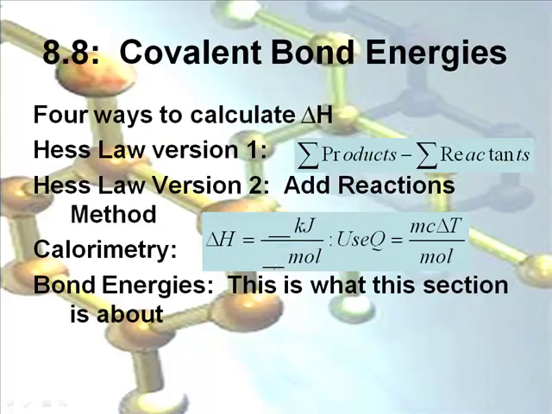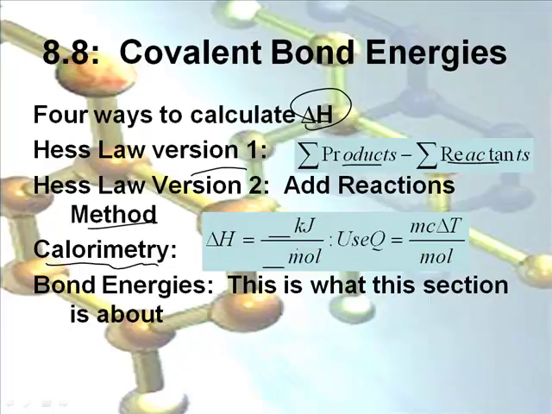All right. Now, you might remember back in chapter 16.5 even, we talked about how to find delta H. We learned there are 4 ways to calculate delta H. Hess's law version 1, products minus reactants. Hess's law version 2, add the reaction method. We kind of just did that. And then the third one was calorimetry.